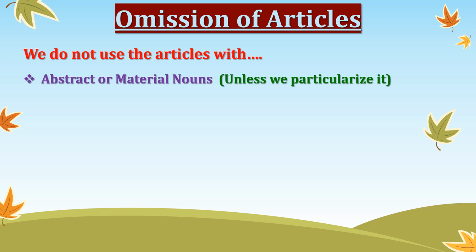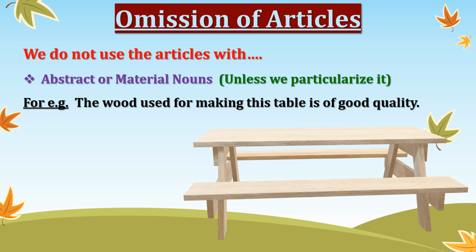Let us take an example for this. The wood used for making this table is of good quality. So here we are talking about particular wood. That is the wood used for making this table. So here we are particularizing this wood. That is why we are going to use the article the over here.